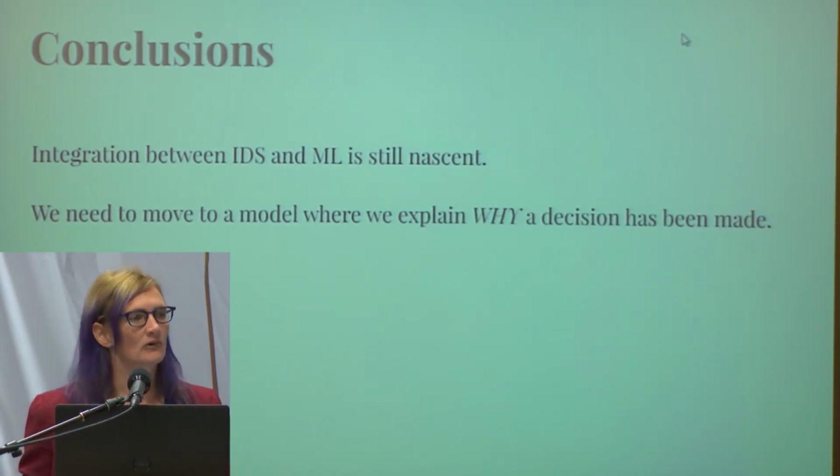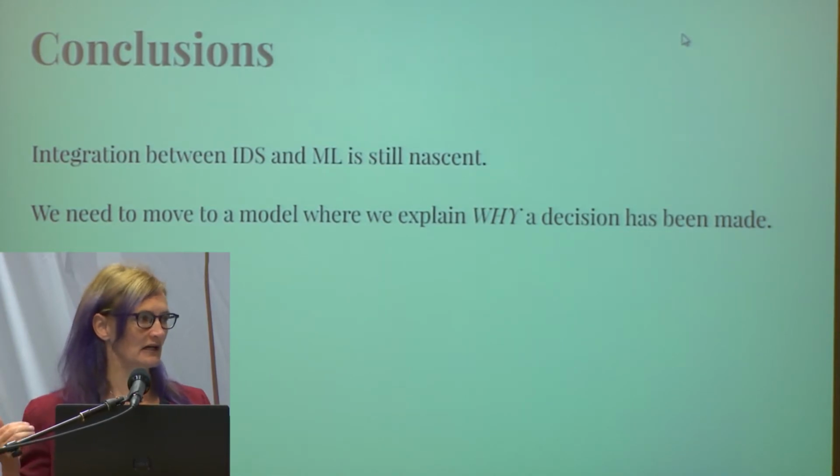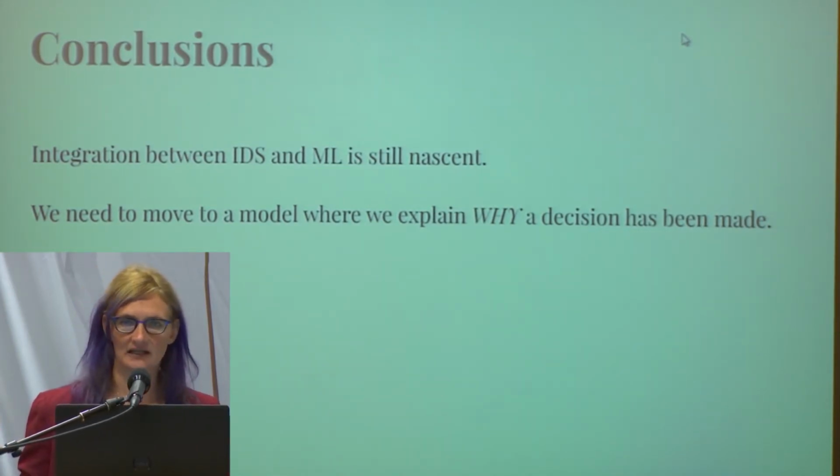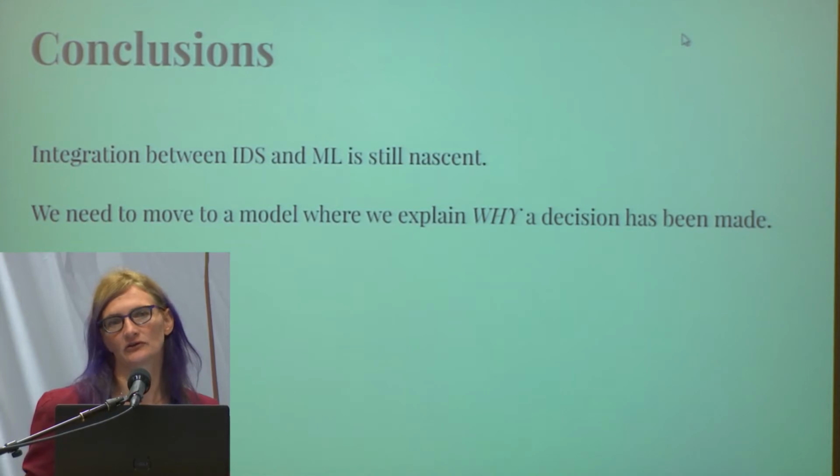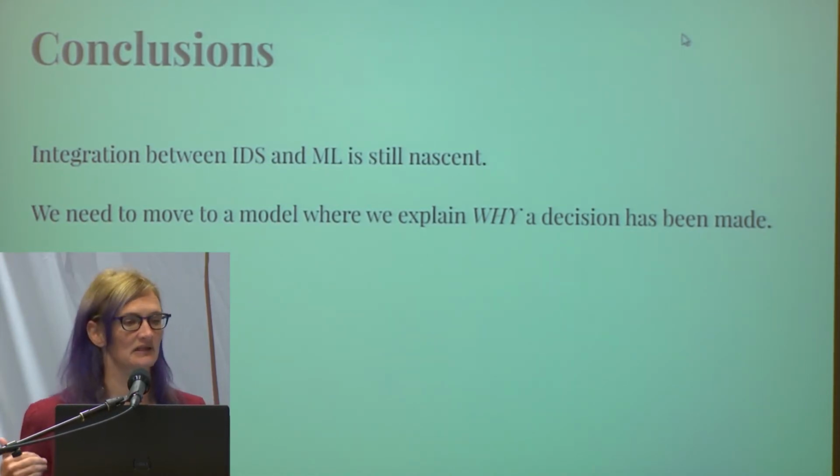And we also need to move to a model where we say why something is happening. We can't just have a black box model anymore, especially when we're starting to deal with users. We have to be able to come back and have an explanation for why we're doing particular actions within the security space. And with that, thank you.